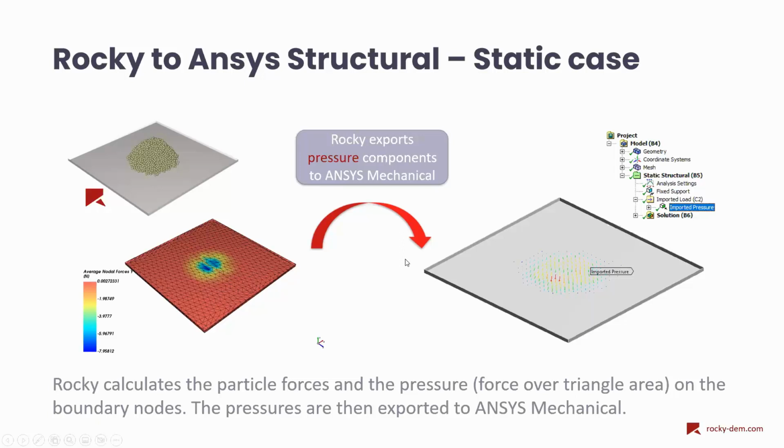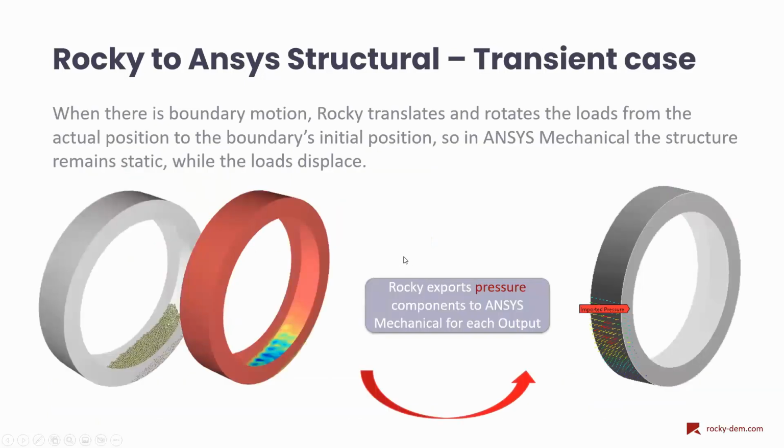But how about the transient loads? For transient analysis, Rocky will export a set of pressure fields for each output in the selected time range. It can be through the whole simulation, a given interval, or just the last few seconds of simulation. And every single pressure field can be imported back into Ansys Mechanical. Here we can see a rotating drum, the pressure field applied to this geometry, and again, importing this pressure field back into Ansys Mechanical.